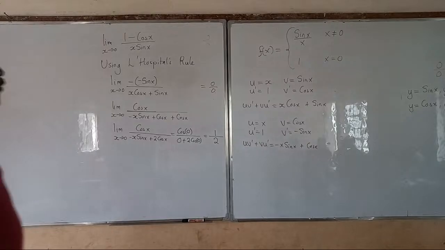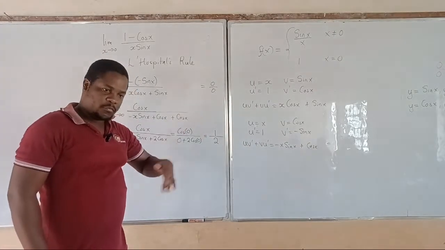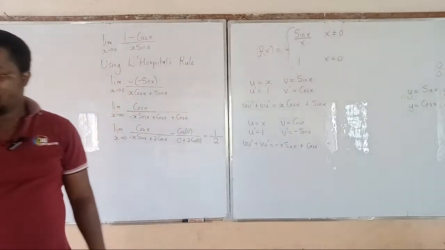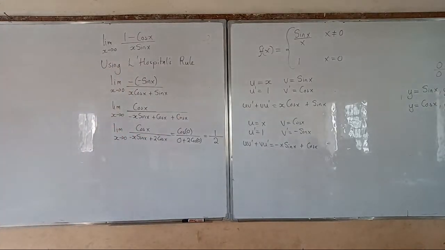If we had found that the result at this point is still 0 over 0, L'Hopital again, until we find something which is not 0 over 0. That's how it works. Any questions on that one?